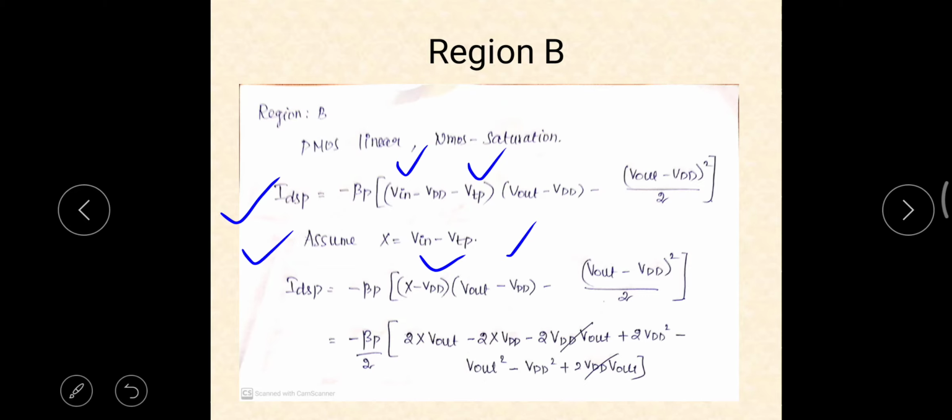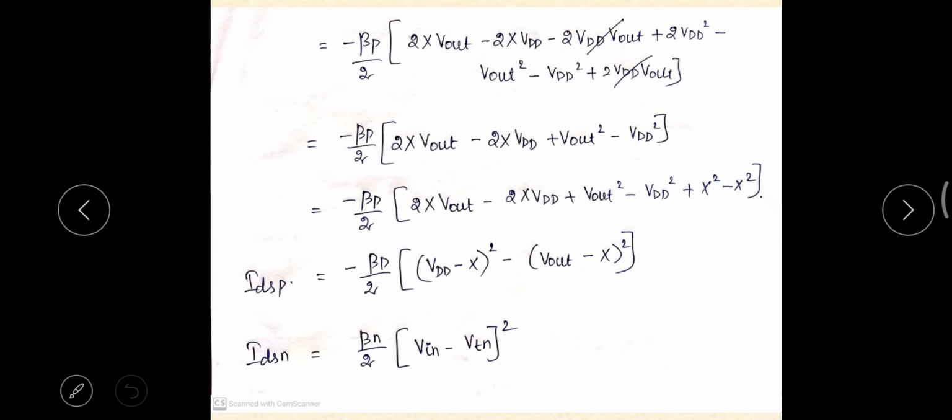Now you can multiply one by one, as well as expand the square in the form of (a minus b) the whole square, and take the LCM. So x into Vout will become x Vout, then if you take the LCM it will become 2x Vout minus 2x VDD minus 2 VDD Vout plus 2 VDD square minus Vout square plus VDD square minus 2 Vout VDD. Then the 2 will be common, which I have taken out. Now here minus 2 VDD Vout and plus 2 VDD Vout get cancelled.